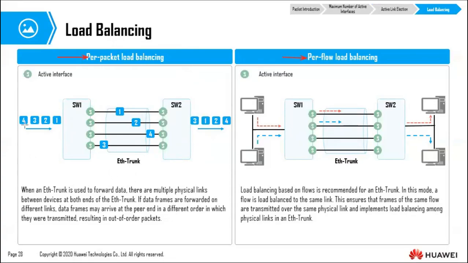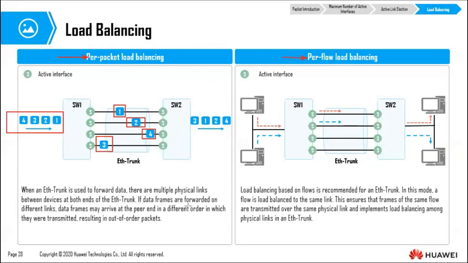Okay, so per packet load balancing is done this way. You see, we have several packets that are coming in. The Ethernet trunk will forward individual packets on different links on a 50-50 basis. Are you together? Yeah, so just send them.